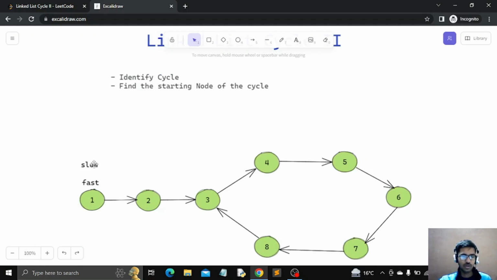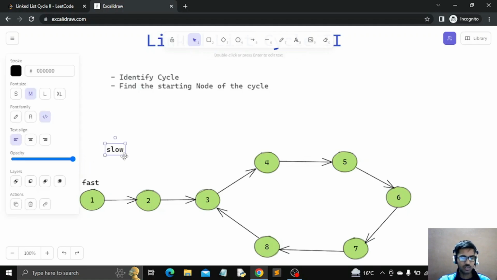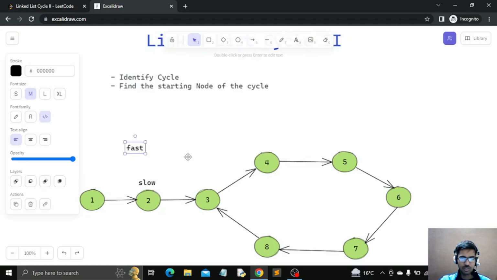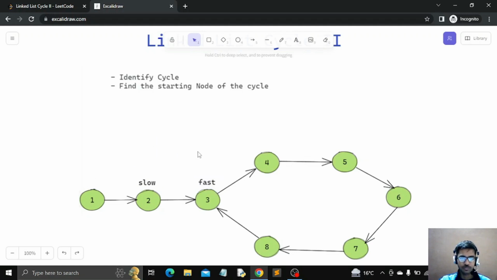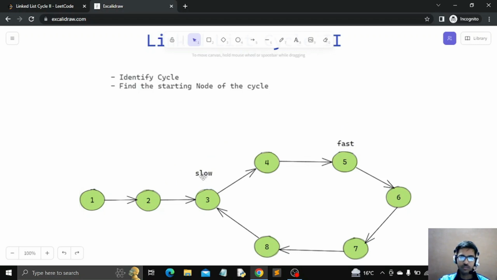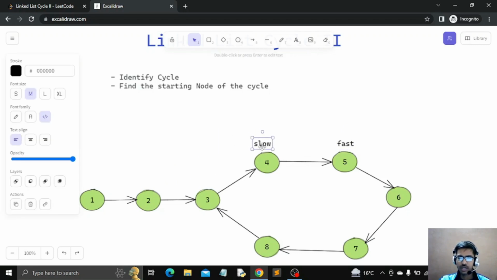In the beginning, our fast and slow pointers are pointing to the head of this linked list. Now we are going to begin iterating. The slow pointer will move one step ahead and the fast pointer will move two steps ahead. Again the slow pointer moves one step and the fast pointer moves two steps, so it will come here. Again the same, so it will come here.